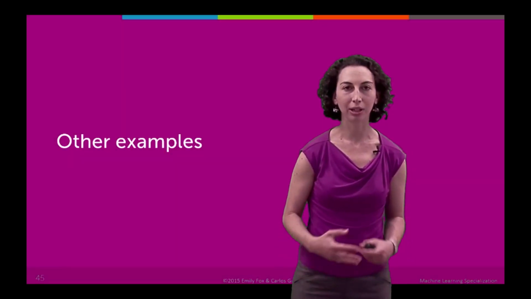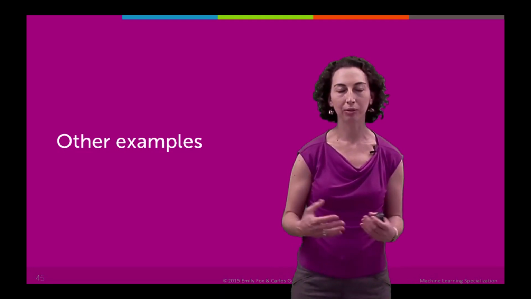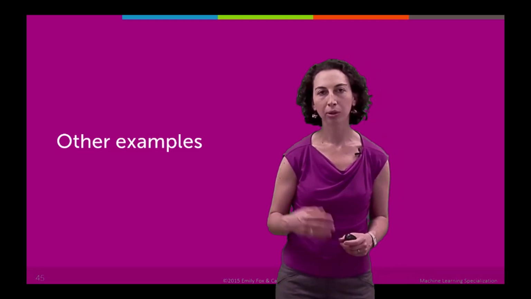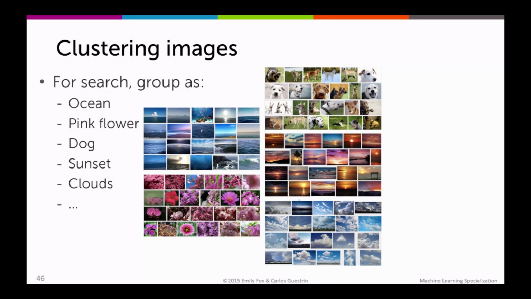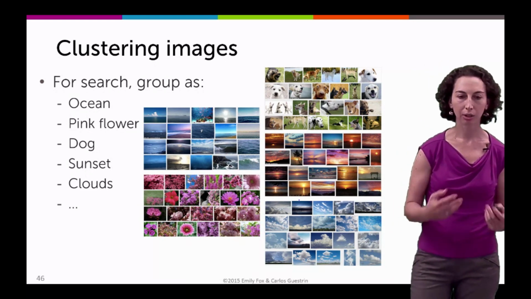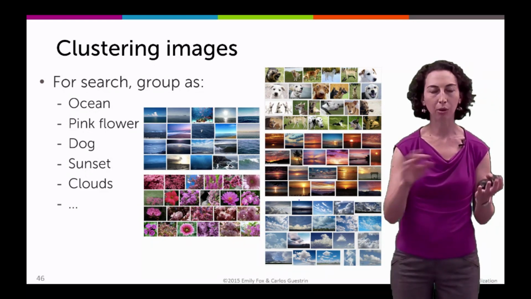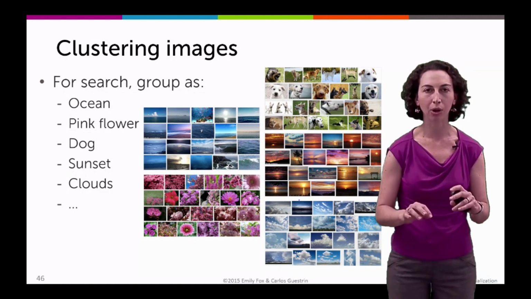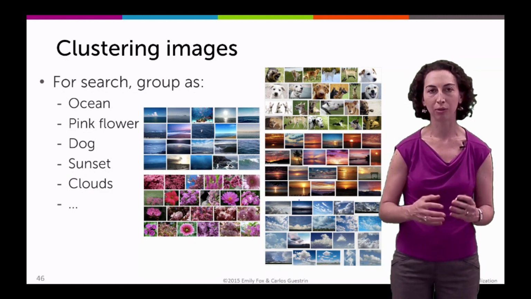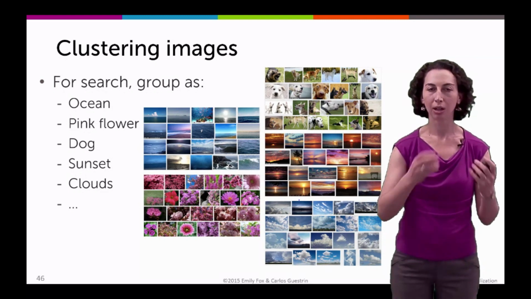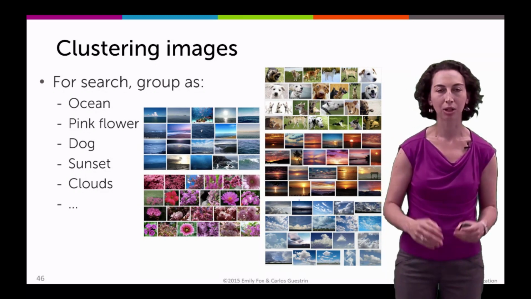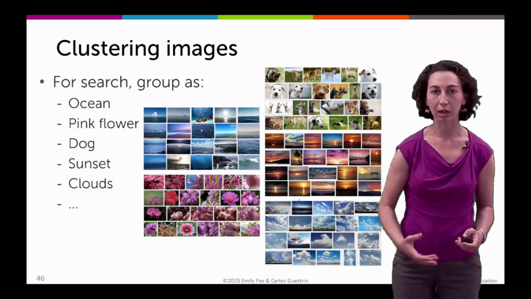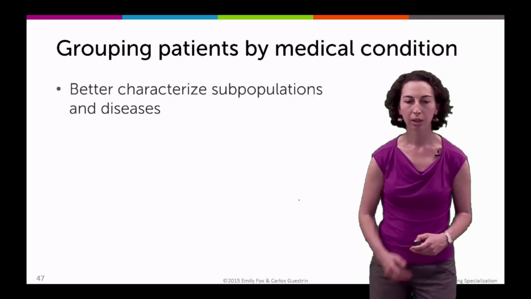Okay, well, we've talked quite exhaustively about this notion of clustering for the sake of doing document retrieval, but there are lots and lots of other examples where clustering is useful, and I want to take some time just to describe a few of them. So one application is for image search. Imagine you go on Google image search and you type in the word ocean. Well, it would be really helpful if we could structure all the images we have by some set of categories like ocean, pink flower, dog, sunset, clouds. So clustering is very helpful for doing structured search.